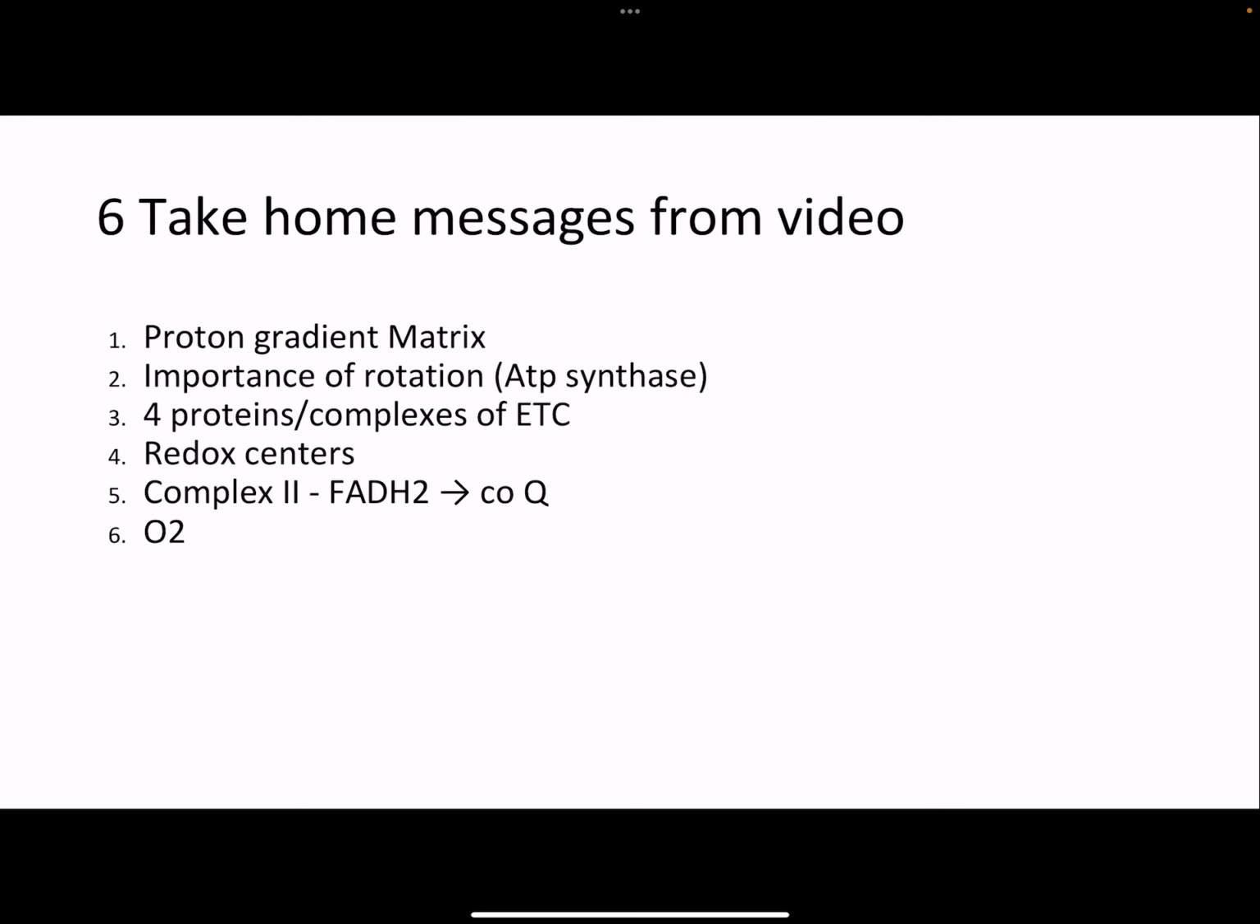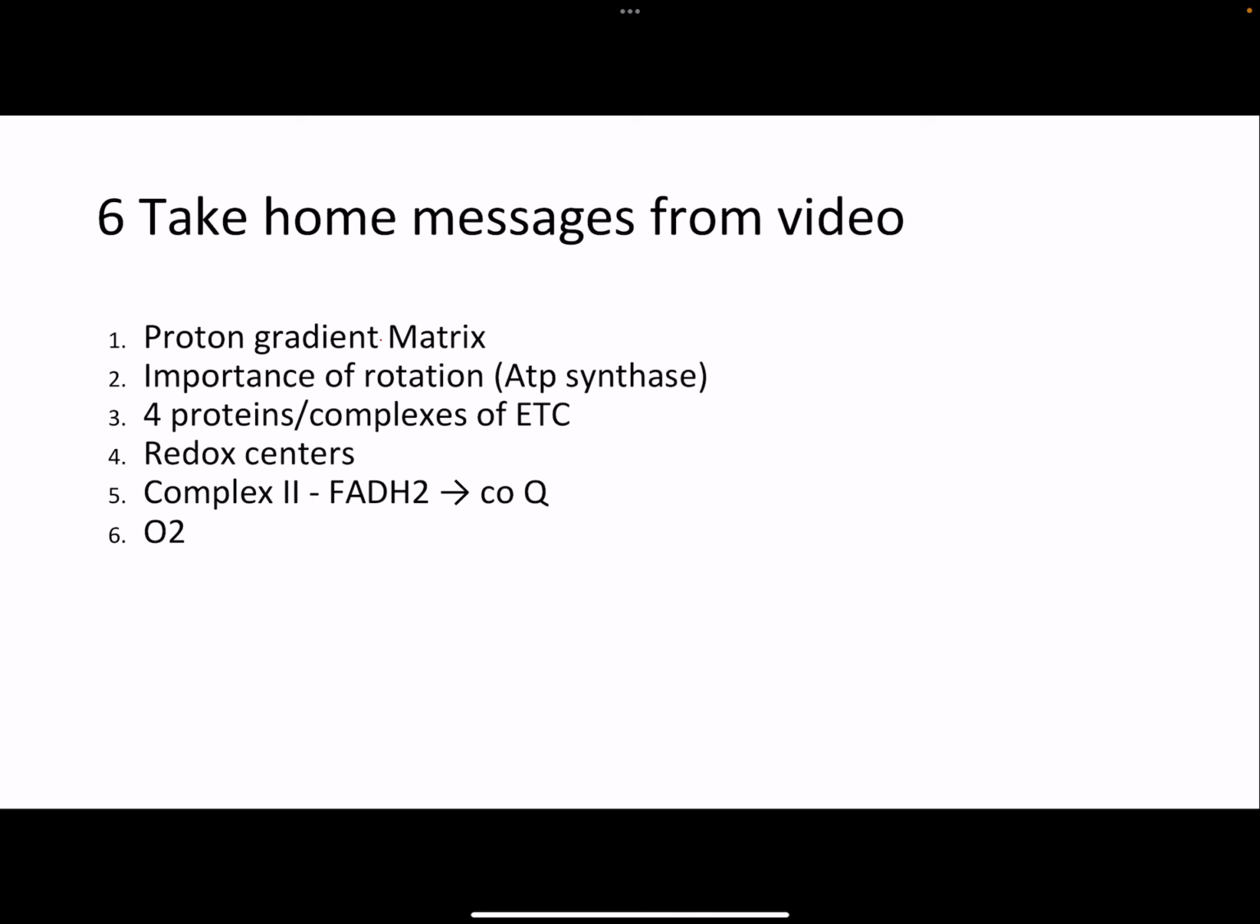So we're going to watch a video. The video is really helpful to have animation to see how this whole process is coming together. From this video, there are 6 take-home messages that I would like you to keep notes on, and I've outlined them here. The first is to think about when this proton gradient in the matrix is talked about, what is said about this proton gradient.